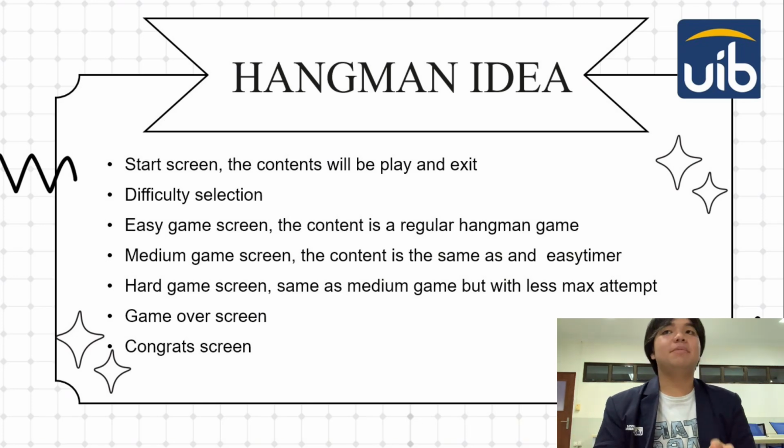The contents will be play and exit, and then we go to difficulty selection. We have 3 difficulty selections, which are easy, medium, and hard. Easy is a regular Hangman game. Medium is the same as easy with a timer, and hard is the same as medium but with fewer maximum attempts.